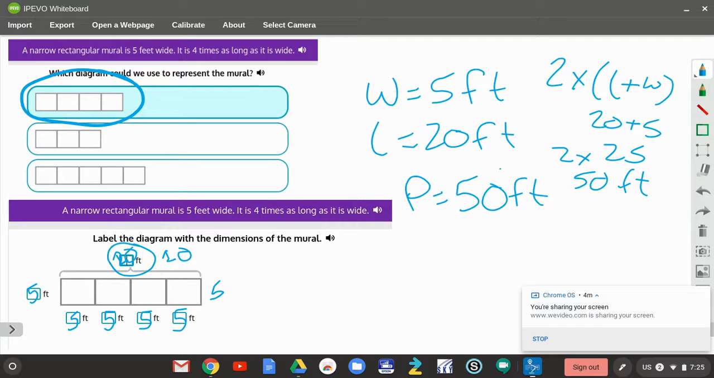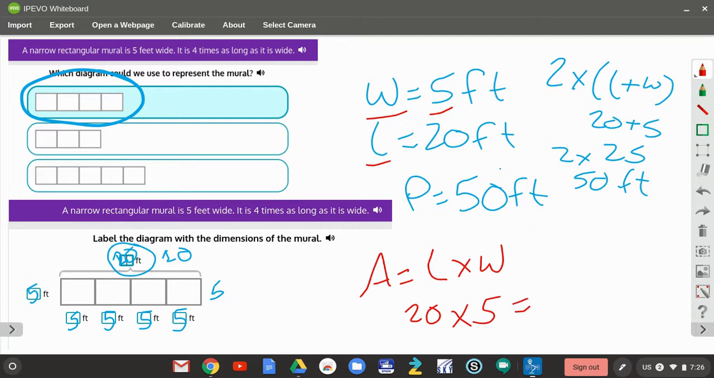Now, area, let's change color here. Area is length times width. So again, if my length is 20 feet and my width is 5 feet, 20 times 5. And 20 times 5 equals 100. I know 2 times 5 is 10, and then I'm just adding an extra 0 there, so 100.